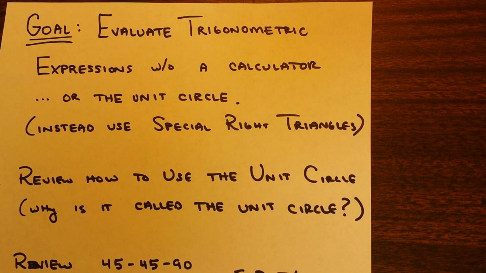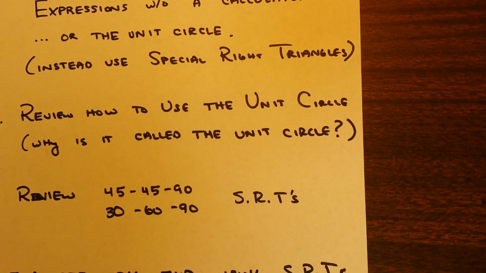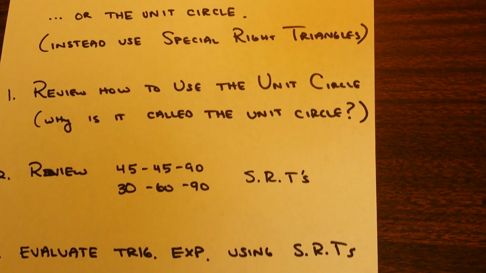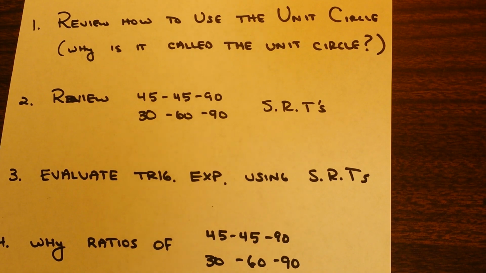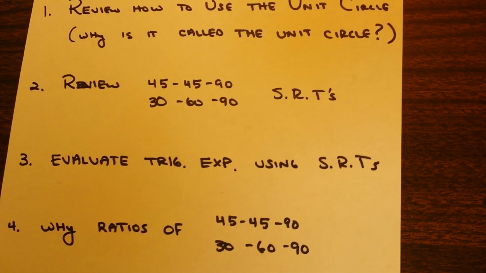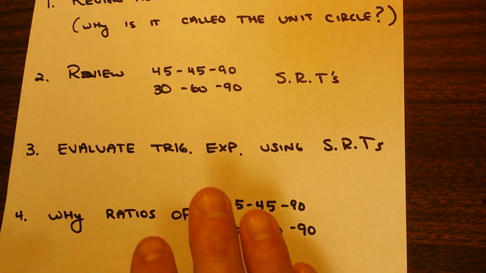So we're hopefully going to improve your knowledge of why certain things are the way they are when you're evaluating trig expressions. So we're going to do that by first reviewing how to use the unit circle and maybe even why it's called the unit circle. We're then going to review special right triangles, 45-45-90s and 30-60-90s. We will then evaluate trig expressions using those two types of special right triangles, and then we want to look into the understanding of why the ratios are what they are for those 45-45-90 and 30-60-90 right triangles.